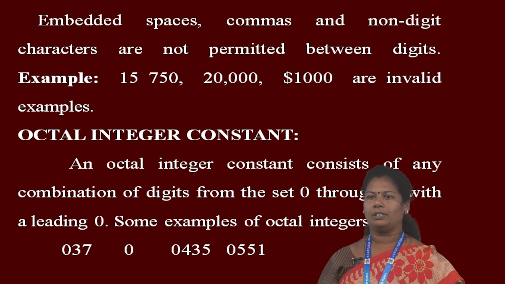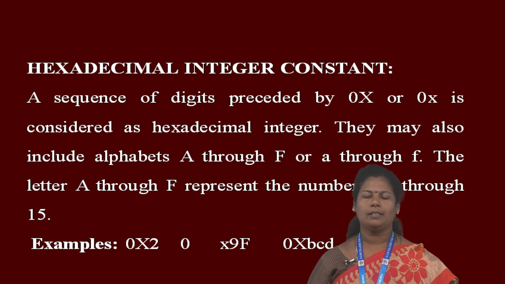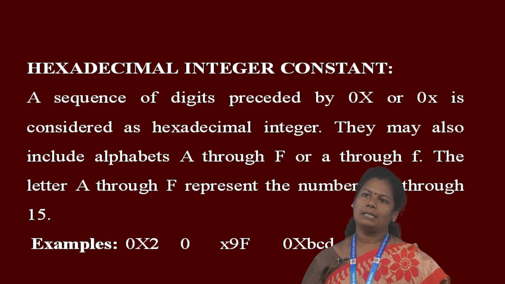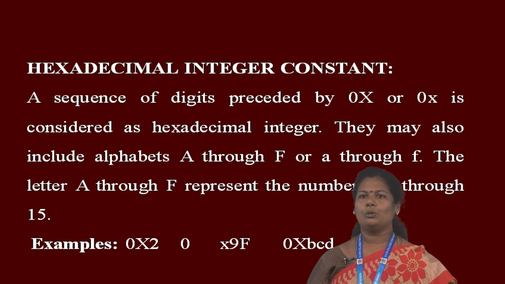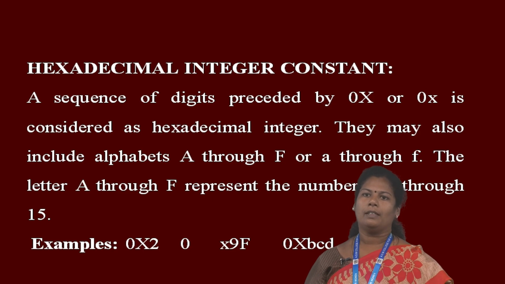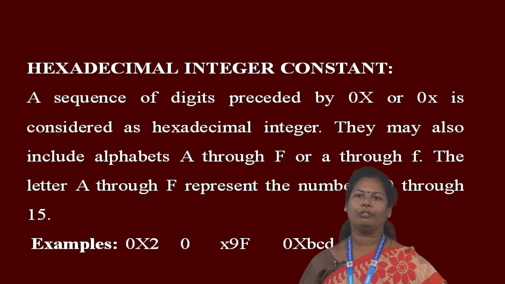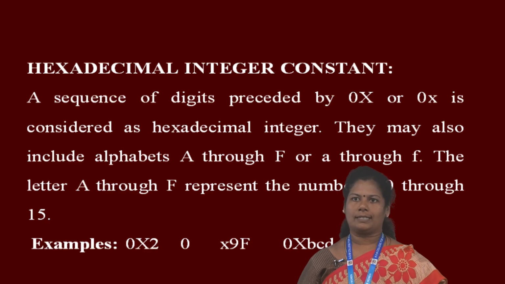Some examples of octal integer constants. Hexadecimal integer constant: a sequence of digits preceded by 0x or 0X is considered as a hexadecimal integer. They may also include alphabets A through F or a through f. The letters A through F represent the numbers 10 through 15. These are examples of hexadecimal constants.